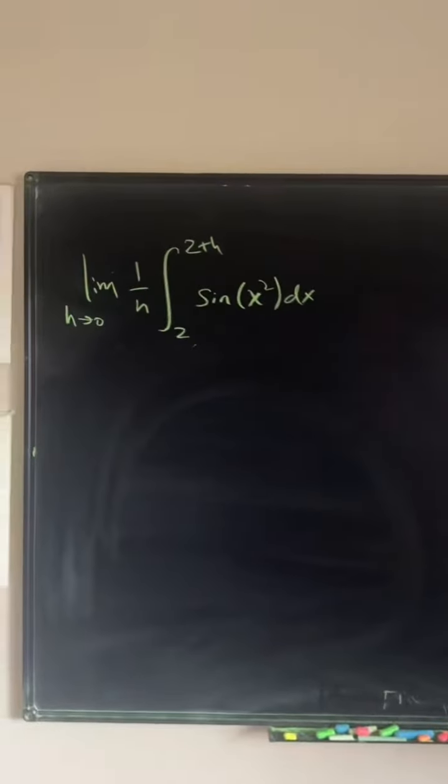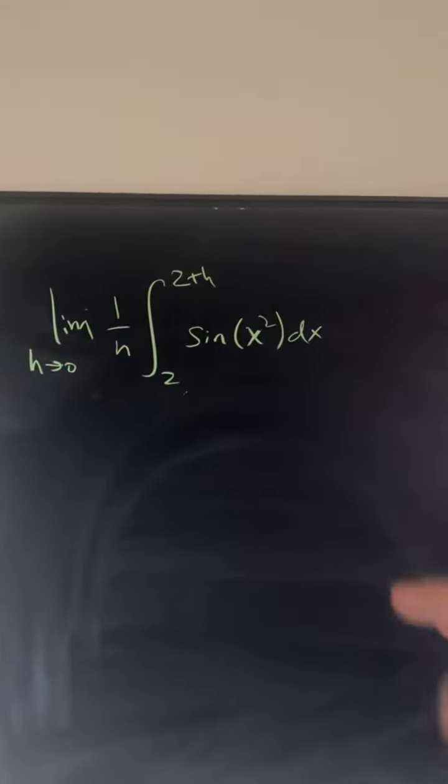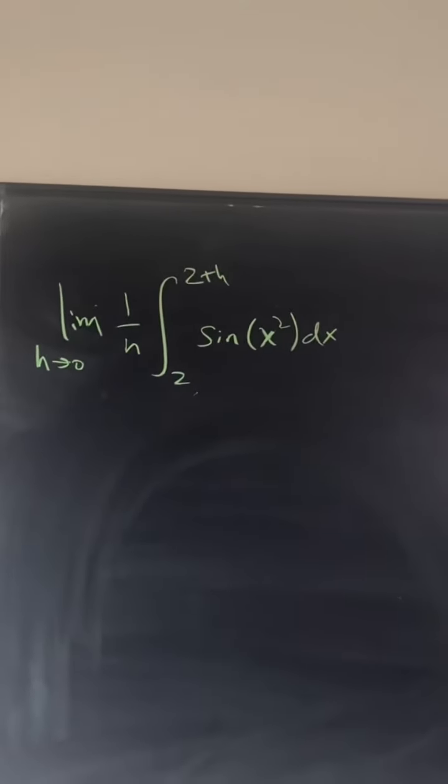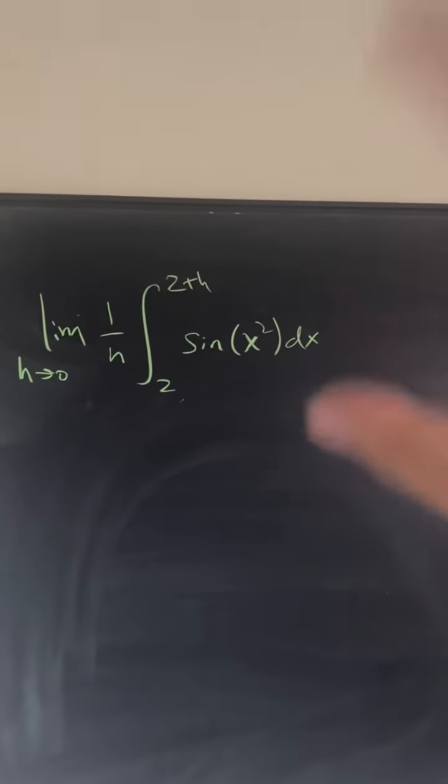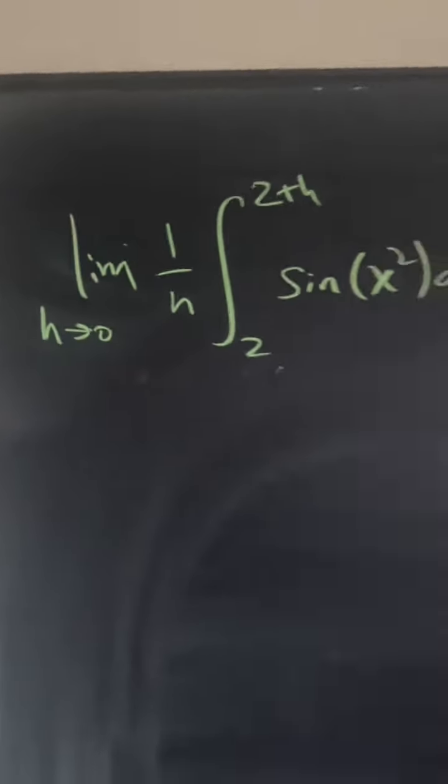So in this particular problem, they want us to find the limit as h approaches 0 of 1 over h times the integral from 2 to 2 plus h of sine of x squared. And the trick here is that we can't really integrate sine of x squared. That's a "for now" integral. So we're gonna go ahead and rewrite this in a couple ways.